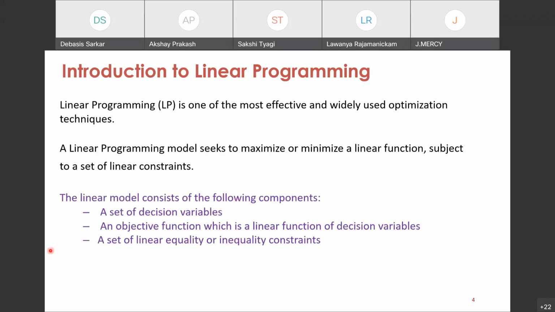Yeah, so this is what I was saying, that a linear programming problem will consist of a set of decision variables, an objective function which is a linear function of the decision variables, and a set of linear equality or inequality constraints. Again, these linear equality or inequality constraints will be functions of these decision variables. So basically, in a linear programming problem, you want to find the decision variables which maximize or minimize the objective function subject to these constraints. So decision variables must satisfy these constraints and maximize or minimize this linear function of decision variables.